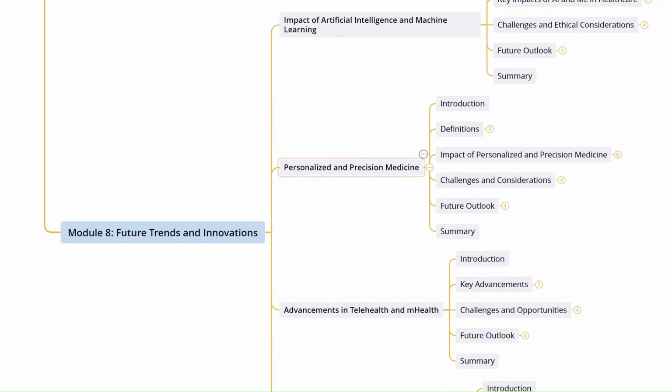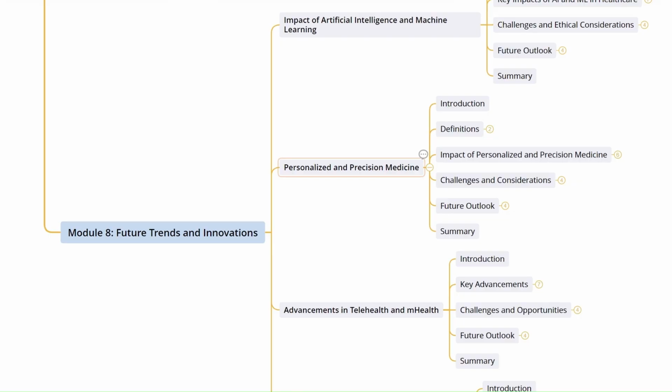In tandem with AI and ML, personalized and precision medicine are emerging as transformative paradigms. Moving away from a one size fits all approach, these innovations leverage genetic, environmental, and lifestyle data to tailor treatments to individual patients. The integration of genomics, proteomics, and other biomarker data into clinical practice allows for highly targeted therapies that increase efficacy and reduce adverse effects.